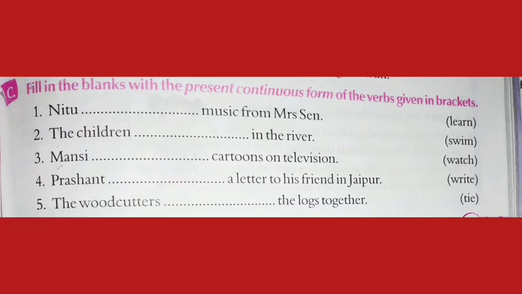Fill in the blanks with the present continuous form of the verbs given in the brackets. Neetu dash music from Mrs. Sen. In the bracket, the main verb learn. The children dash in the river. In the bracket, swim. Mansi dash cartoons on television. In the bracket, watch. Prashant dash a letter to his friend in Jaipur. In the bracket, write. The woodcutters dash the logs together. Tie.